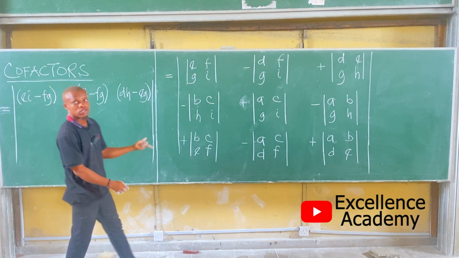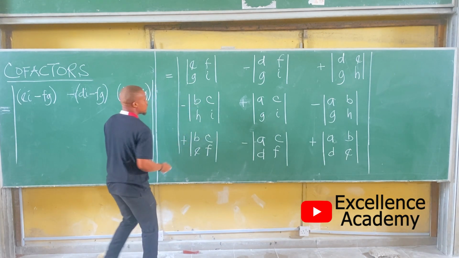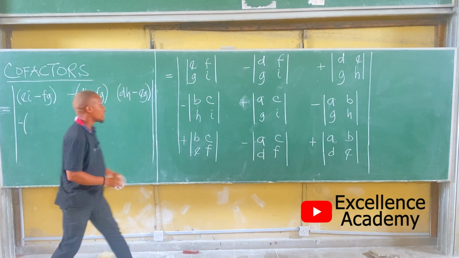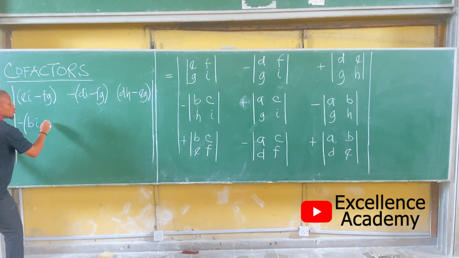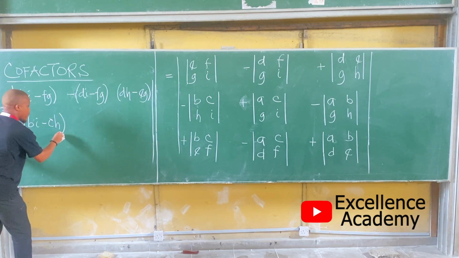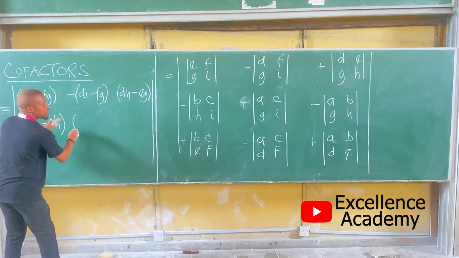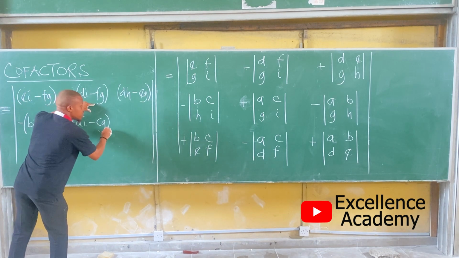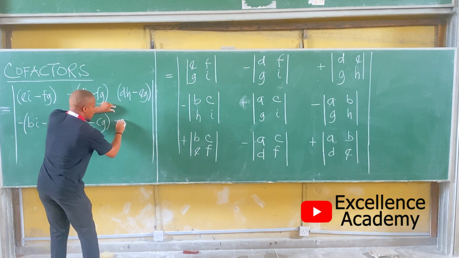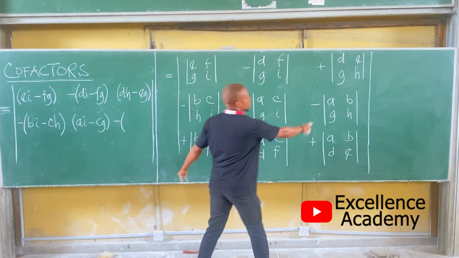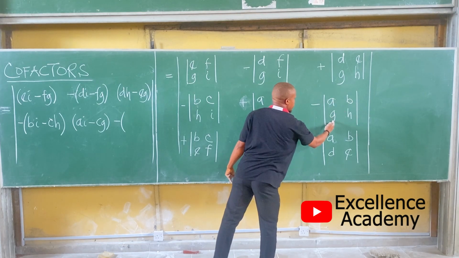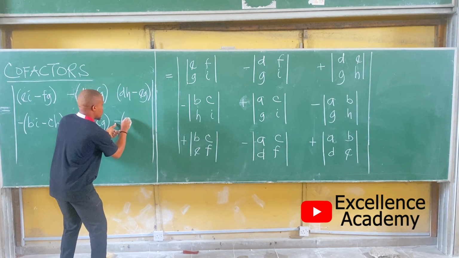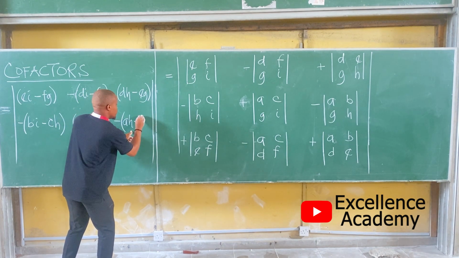Next up, we move over to the next row. For the next row, I'm having a negative there. We pick our determinants. What do we have there? B times I minus C times H, CH. Next up, the determinant there gives me AI minus CG. And finally, for that row, I'm having minus, A times H minus BG. My sign is already out, so minus AH minus BG.